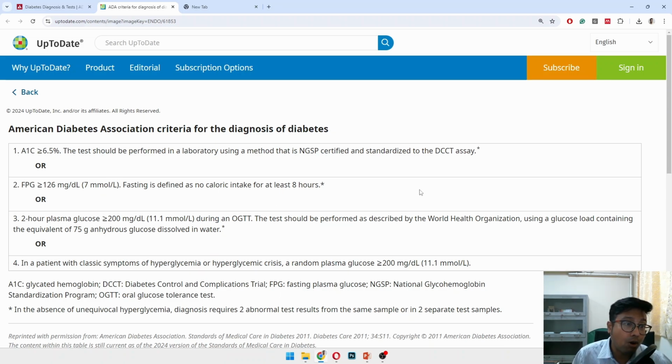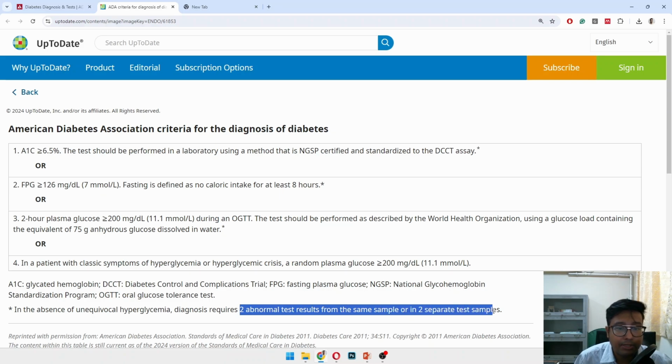However, you see there is a star. Why is there a star? In absence of unequivocal hyperglycemia, means suppose fasting is normal, postprandial is abnormal, what do we need? We need two abnormal tests from the same sample or two separate test sample results. Very important, we need two different cases of abnormal value in order to diagnose. So this is about the diagnostic part, right?